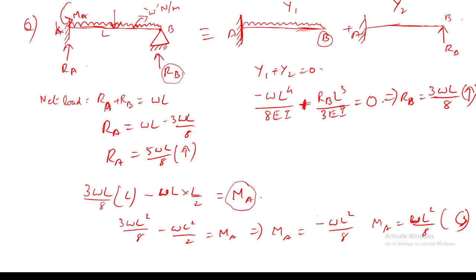Point A is fixed and not hinged, so you can't use summation MA equals 0. Whereas at point B, you can use summation MB equals 0. Only for hinged supports is the net moment equal to 0.